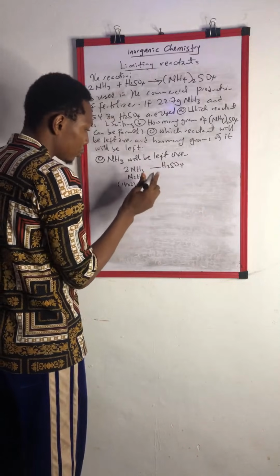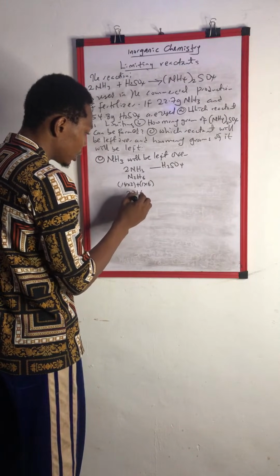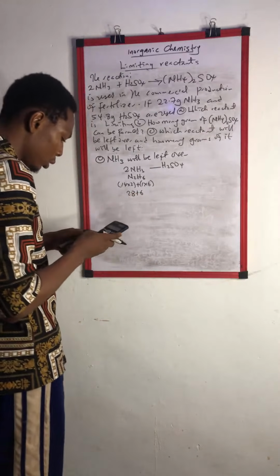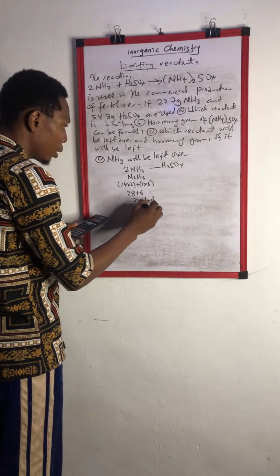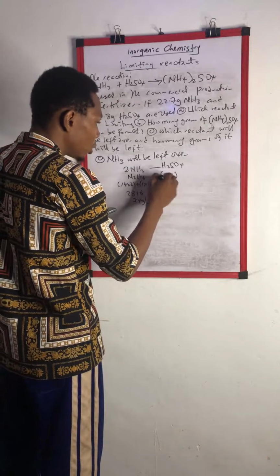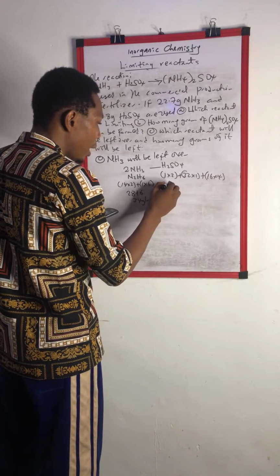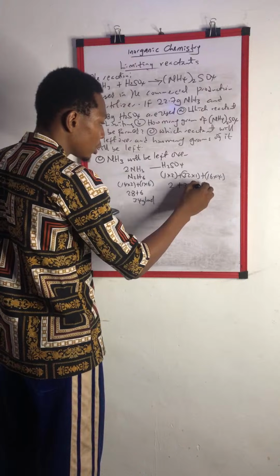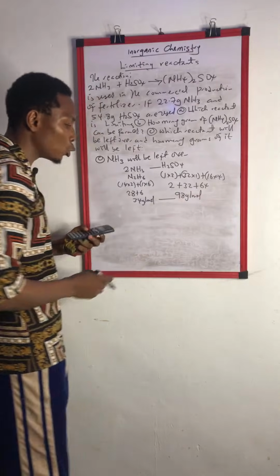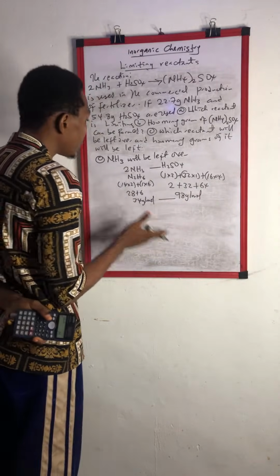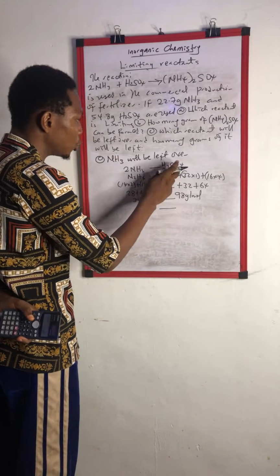So 28 plus 6 will give us what? 34 gram per mole. While for this one here we have 1 times 2 plus 32 times 1 plus 16 times 4. So here we have 2 plus 32 plus 64, which gives us 98 gram per mole. So gram per mole is equivalent to gram per mole. So we are looking for the mass of what? Of ammonia. So we'll call it what? S.